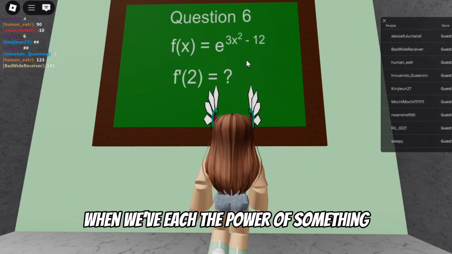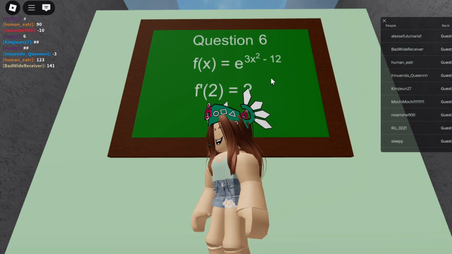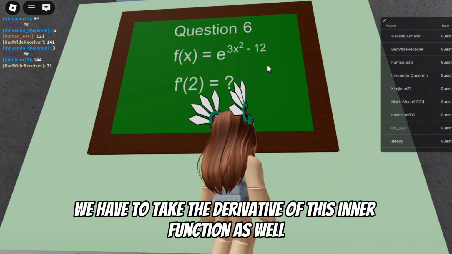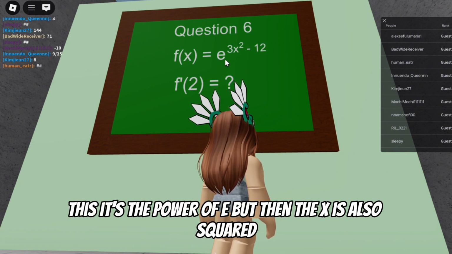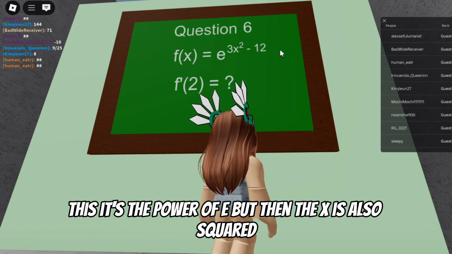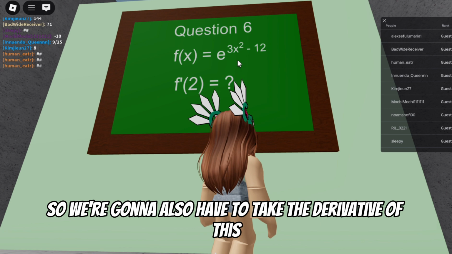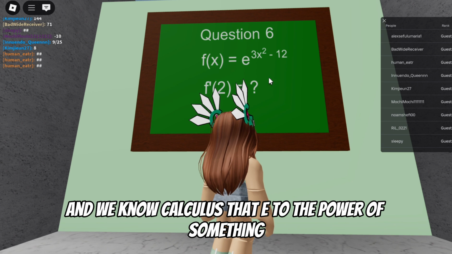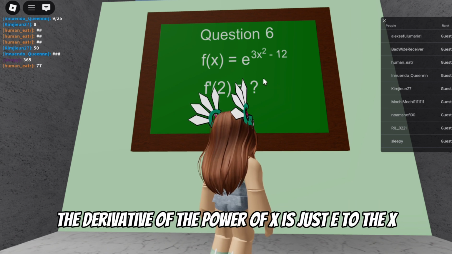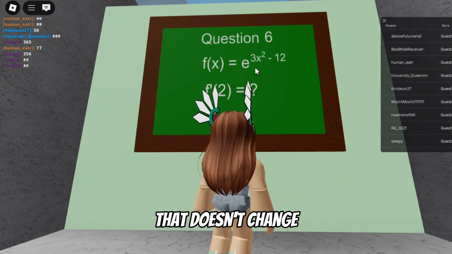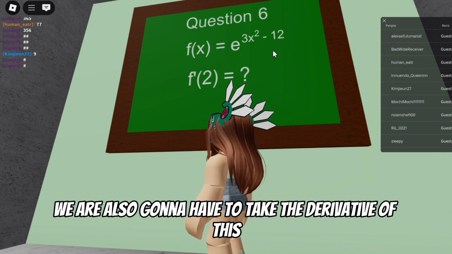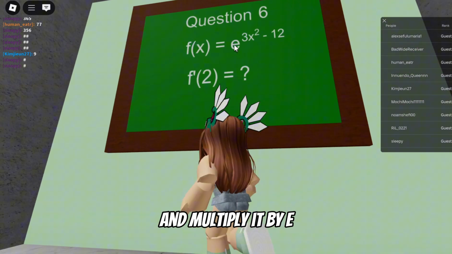Then we have e to the power of something, x to the power of something else. We have to take the derivative of this inner function as well. This is to the power of e, but then the x is also squared, so we're also going to have to take the derivative of this. And we know from calculus that the derivative of e to the power of x is just e to the x. That doesn't change. But since we have this whole function inside, we are also going to have to take the derivative of this and multiply it by e.